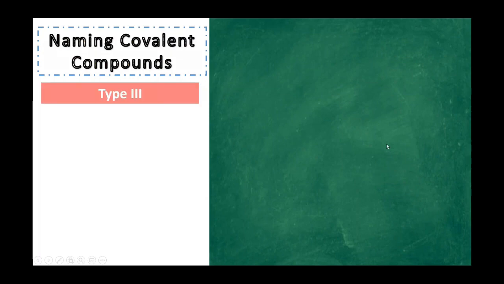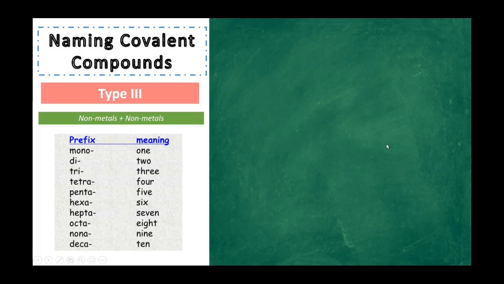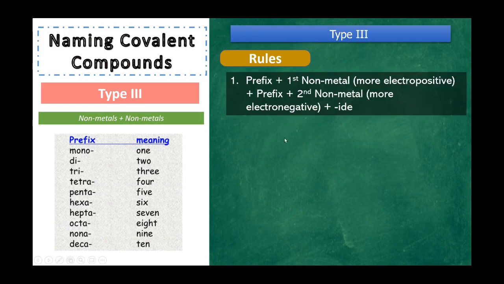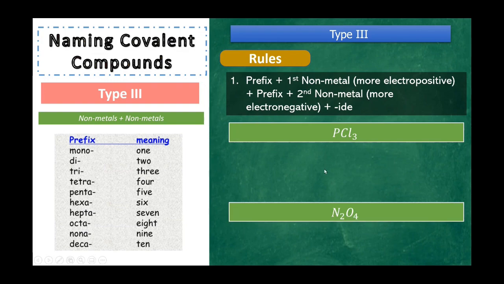So when we name covalent compounds, we have type 3. Remember, nonmetals to nonmetals, and we have prefixes. The rule: we have a prefix for the first nonmetal, and then the second nonmetal also has a prefix and then ide. So for example, here we have phosphorus and we have chlorine. We don't need to write a prefix because we don't have a subscript here. We don't need to say mono, but we just write phosphorus chloride.